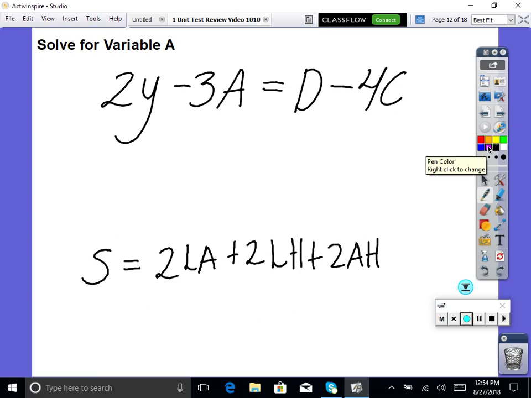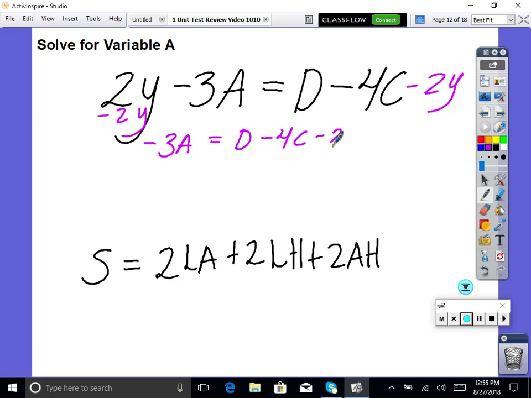Okay. Now if I said to you solve for variable a, that's get a alone, piece by piece in the correct order. So I'd subtract 2y. So we would have negative 3a is equal to d minus 4c minus 2y. To get a alone, we'll divide both sides by negative 3. And now look, a is alone, so there's our final answer.